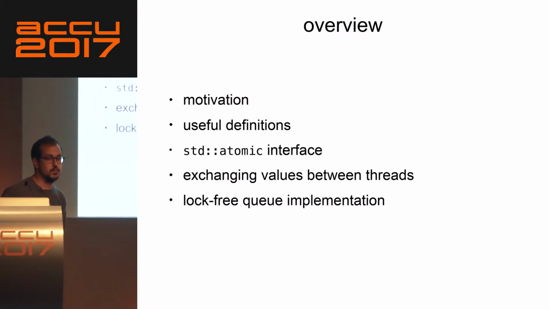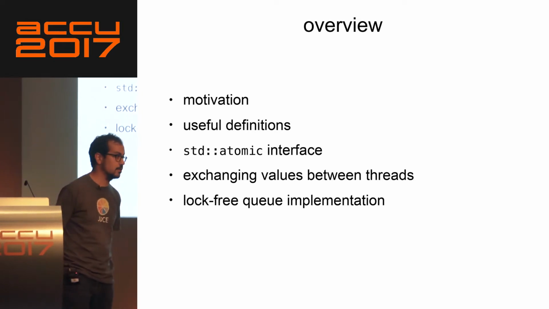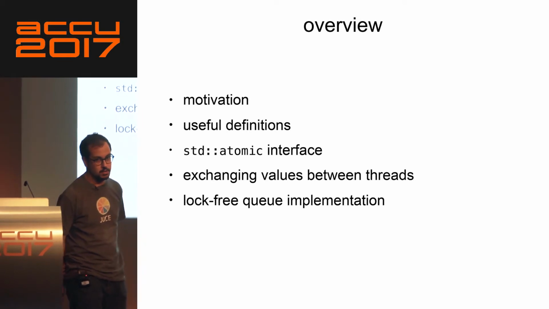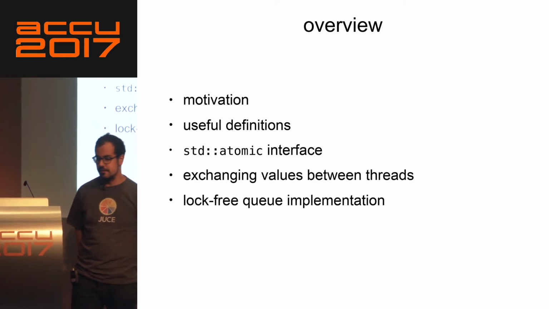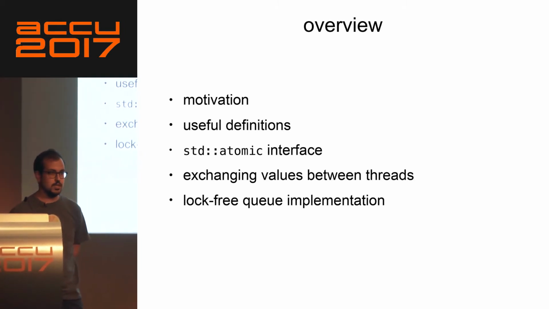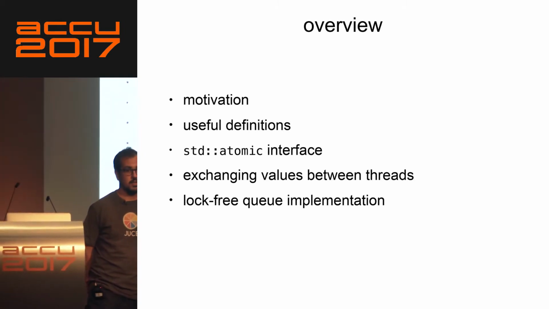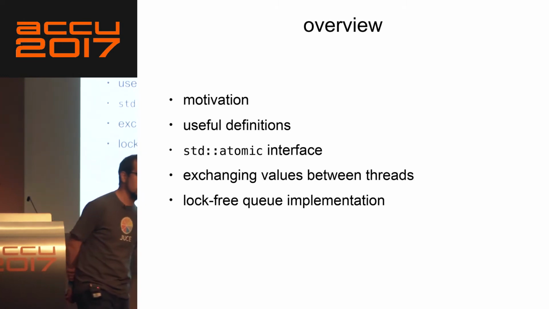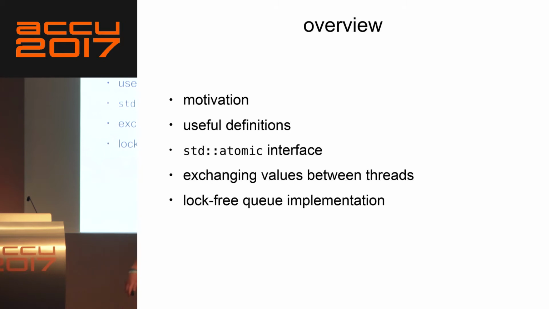I'm going to start with a little bit of motivation, why you would even do Lockfree programming in the first place. Define a few useful things, like what does it even mean, Lockfree, a few useful definitions. Then we're going to look at the interface of std::atomic, because this is really the most important tool that C++ gives you for Lockfree programming. So we're going to go through the whole interface and make sure that we're all on the same level of how it works.